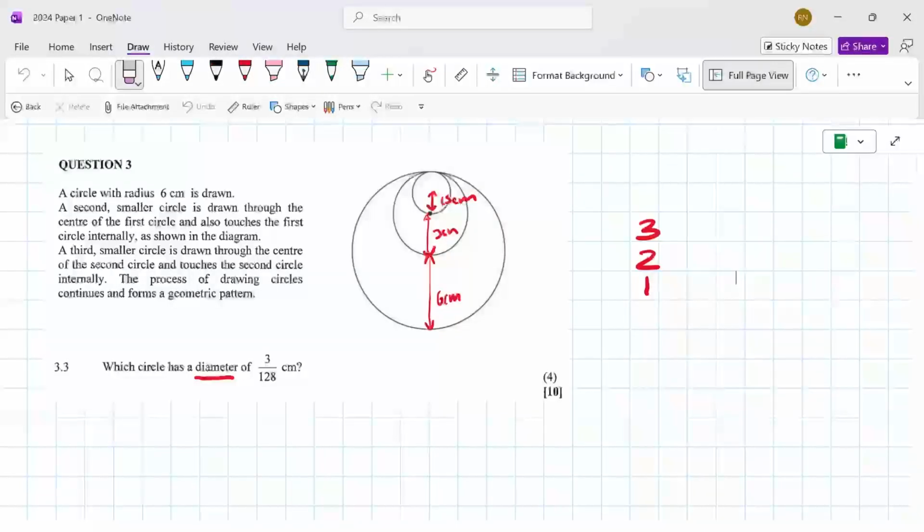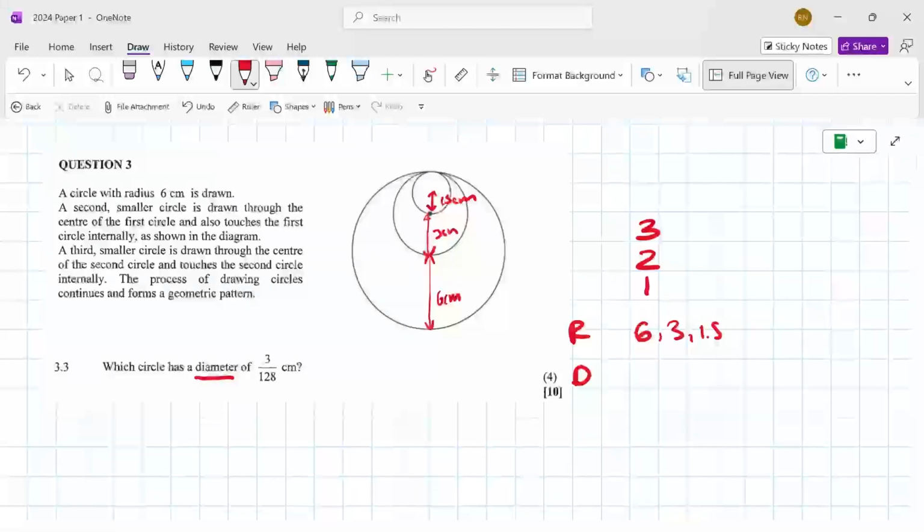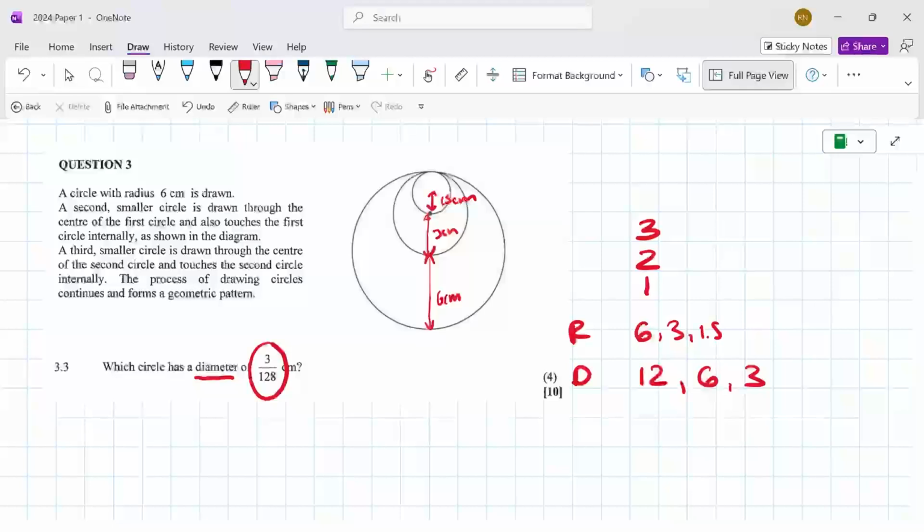Okay, I can tell you that the diameter pattern, because the radius was 6, 3, and 1.5, for the diameter, your pattern is going to be 12, 6, and 3. So it's just going to be double whatever the radius is. So I'm looking for what term in the sequence has the value 3/128, essentially.